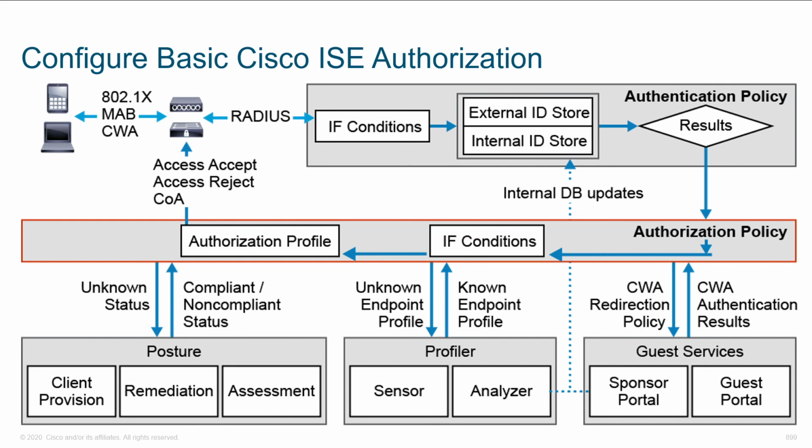Here's a flowchart showing you the basic ISE authorization. And you'll see this follows a lot of the same components that we talked about previously. An authentication policy, an authorization policy, and then we can look further and consider things like posture, profiling, and guest services.